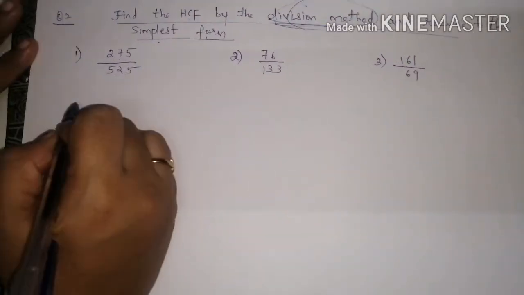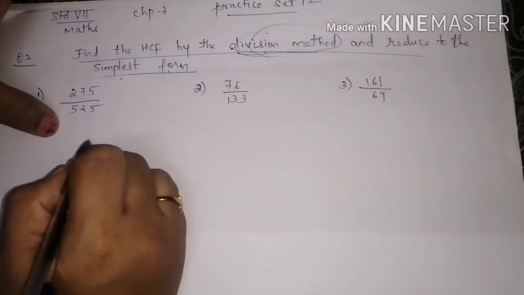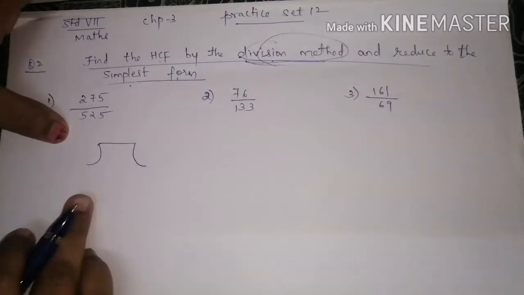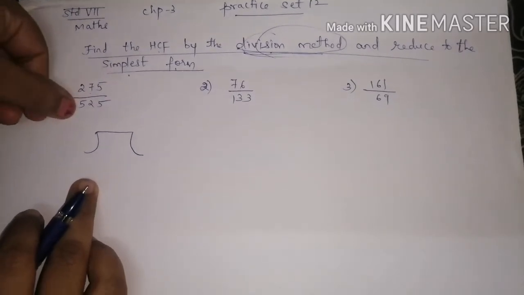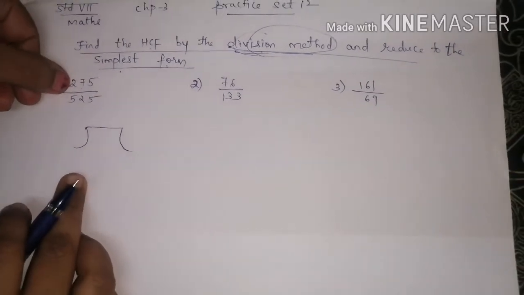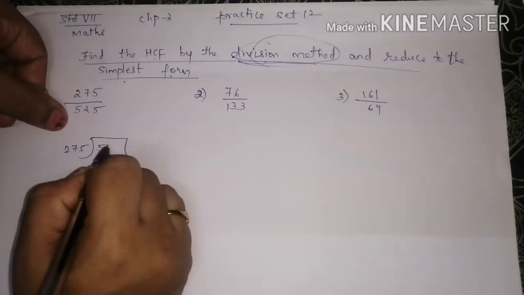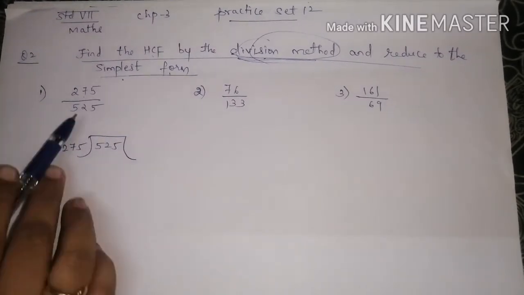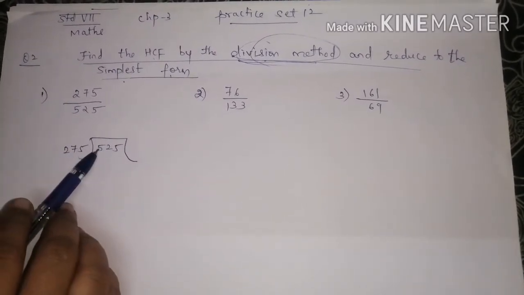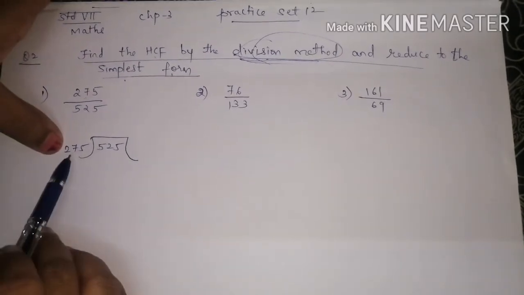So let's see the first one. By the division method you have to solve the HCF. So make a division like you do in the lower classes. 275, 525. The lowest number you take outside and the highest number you take inside. So 275 will be your divisor, 525 is your dividend. So you have to think of the nearest table as you do in normal division.